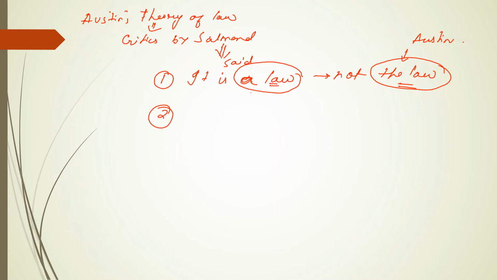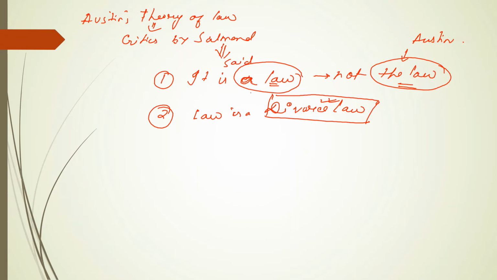Secondly, Salmond said that this law, as Austin said, is a command from a political sovereign backed by sanction. He fully criticized it and said that law is nothing but a divorce law, because divorce means separation. It always separates us from the law. Law is something else and we are something else. So law forces us to follow it, otherwise there is punishment, and Salmond is against this explanation of Austin.